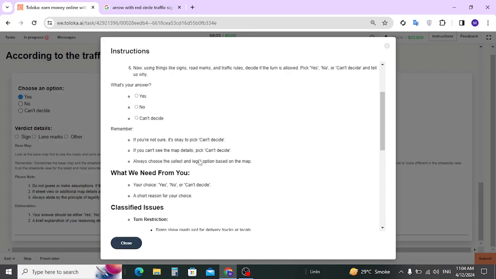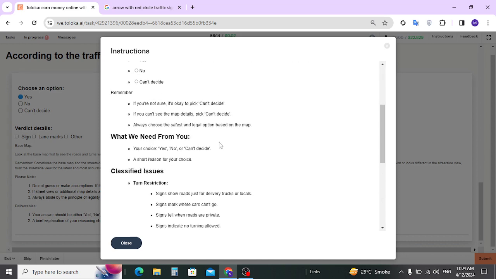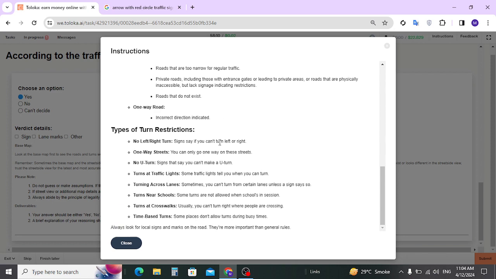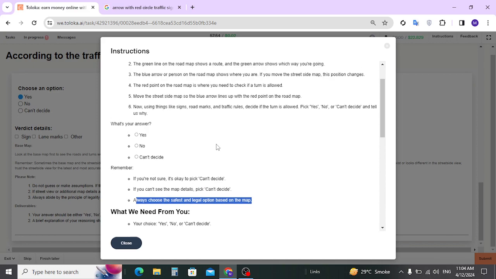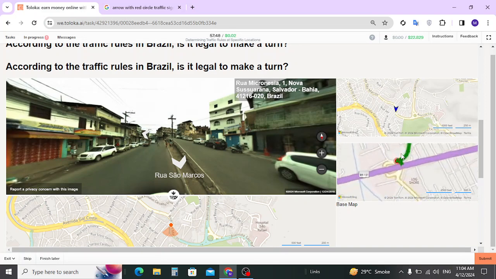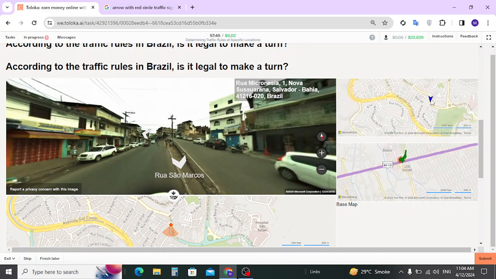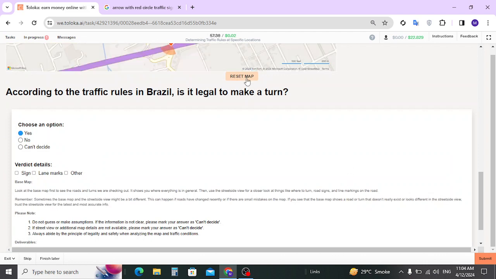let's go to the instruction part. If you are not sure, it's okay to pick can't decide. If you can't see the map details, pick can't decide. Always choose the safest and legal option. So in this part, since we cannot decide, because this is an aerial view given, but it is from another part. So this is our location, but right now I am going to reset the map.